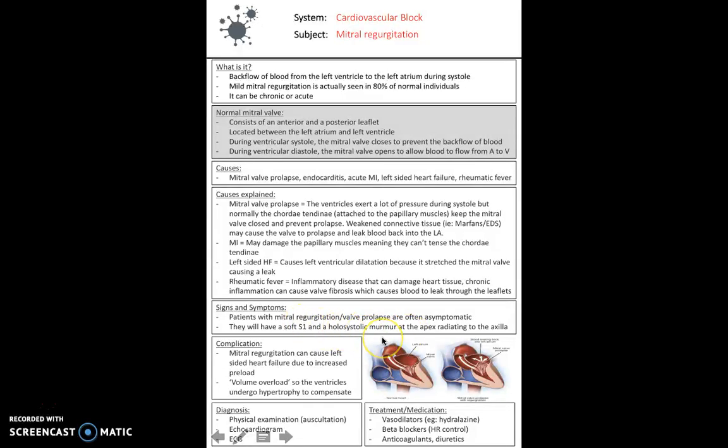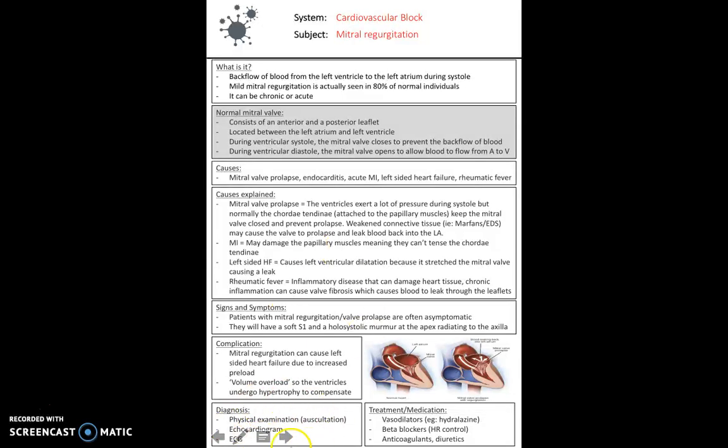So what that means is you'll have a murmur for the entirety of systole at the apex, which will radiate to the axilla. It can cause left-sided heart failure due to increased preload as well, and volume overload will also contribute to the hypertrophy of the ventricles and as a result heart failure.